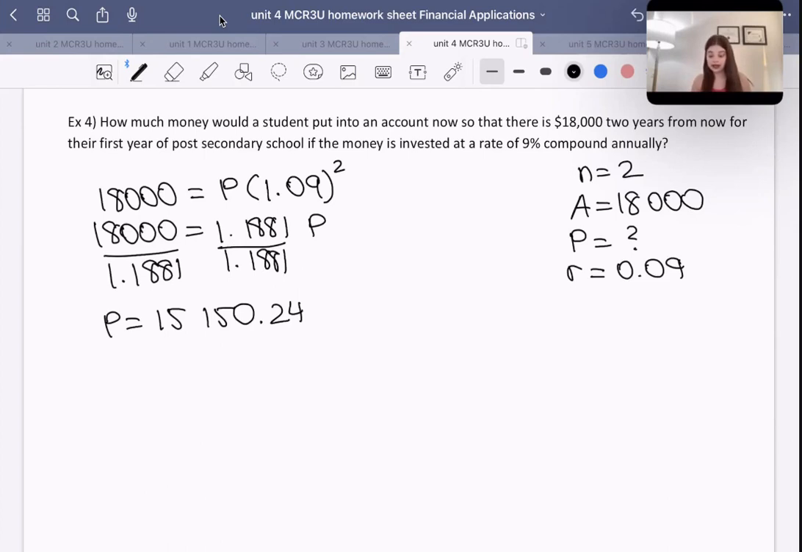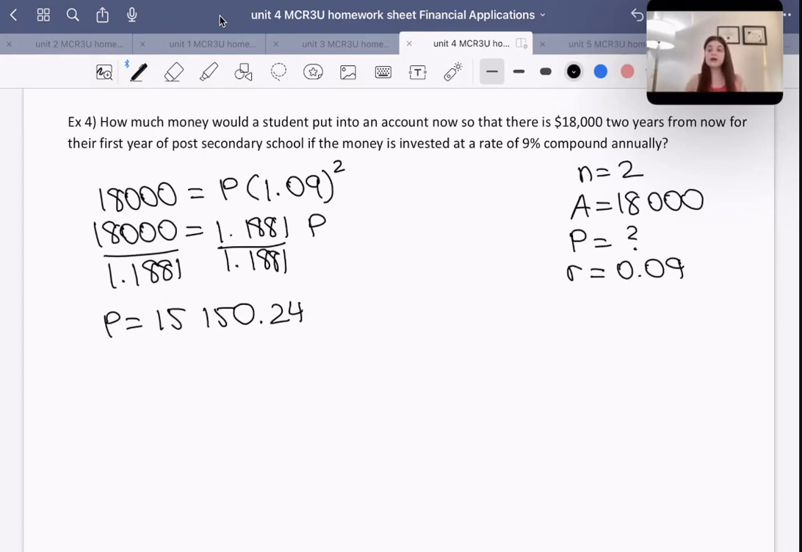So therefore, the amount that this soon-to-be post-secondary student must put into their account today in order to have $18,000 2 years from now is $15,150. So since 2 years isn't really that much time in the grand scheme of things, most of that money they do have to put away now, but they will earn almost $3,000 in interest between now and 2 years from now when they do start post-secondary school. So they will get also some of that money in interest to help them out, which is good.